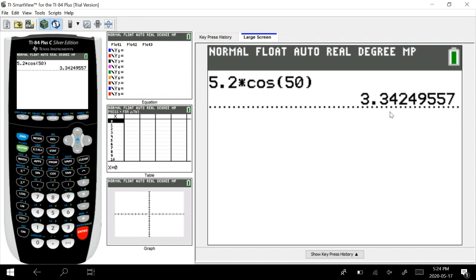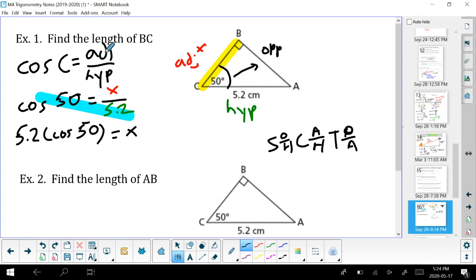We end up with 3.34. So we aren't told what to round it to. So in this case, since we already have a measurement to the nearest tenth, let's go ahead and round to the nearest tenth. So 3.3, and in this case centimeters, is equal to x, and maybe instead of x, we'll write BC. So the side length of BC is equal to 3.3 centimeters.